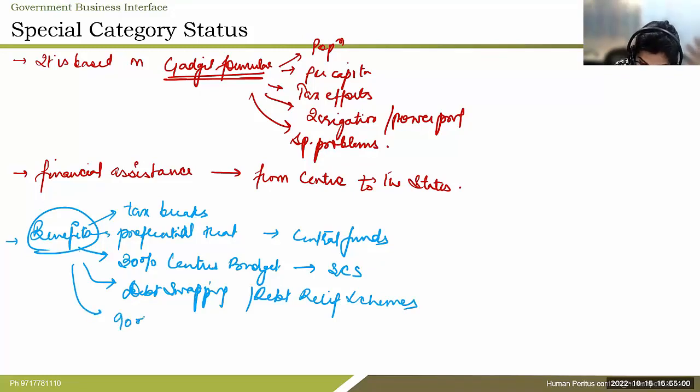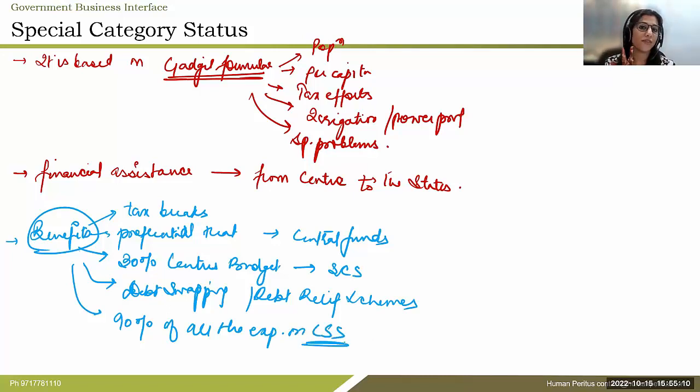They get 90% of all the expenditure on centrally sponsored schemes. All right. Whichever are the centrally sponsored schemes, they get 90% of the expenditure from the center, and the remaining 10% also in the form of loans from the center. So in a centrally sponsored scheme, for example MGNREGA, these states do not have to put in their own money. The center is providing them 90% of the funds, and even the rest of the 10% they will get in the form of a loan. All right.